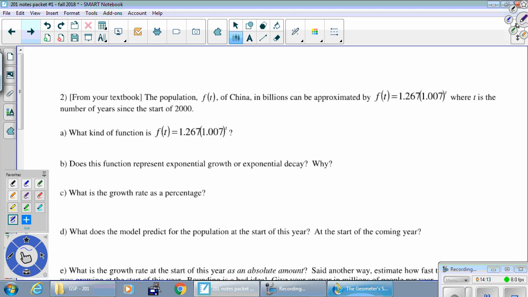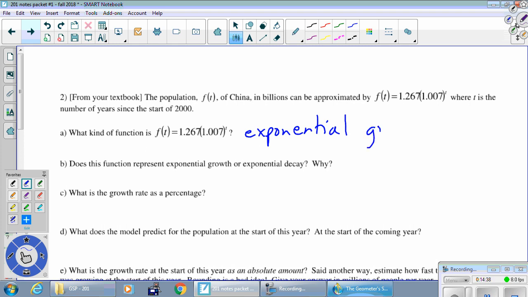Okay, number two, the population f of t of China in billions can be approximated by f of t equals 1.267 times 1.007 to the t, where t is the number of years since the start of 2000. First, what kind of a function is f of t equals 1.267 times 1.007 to the t? This is an exponential function. And let's get one more word in here. This is exponential growth or decay. This is a growth function because the 1.007 is bigger than 1.